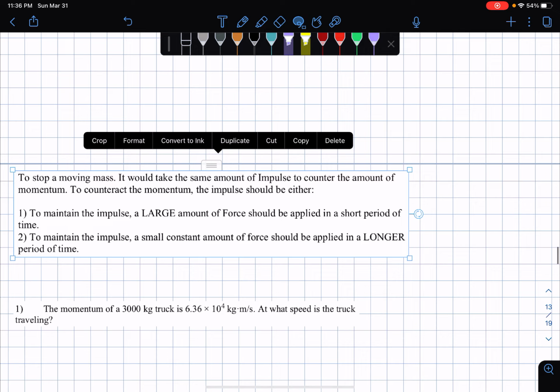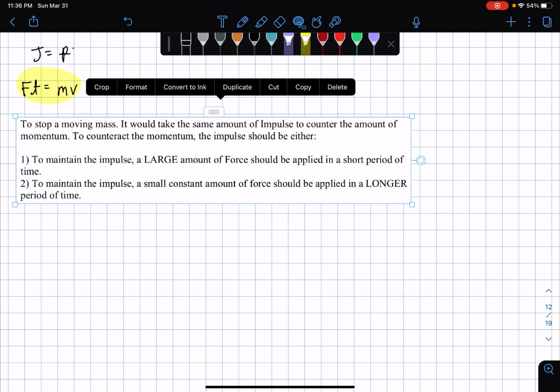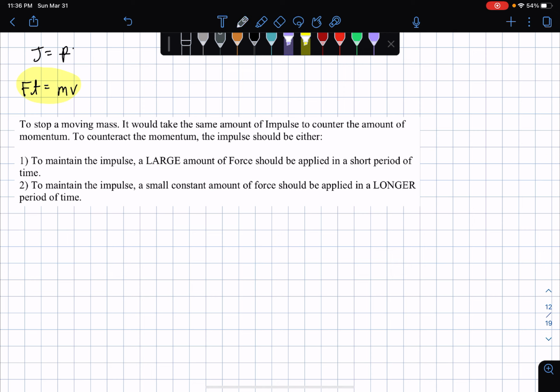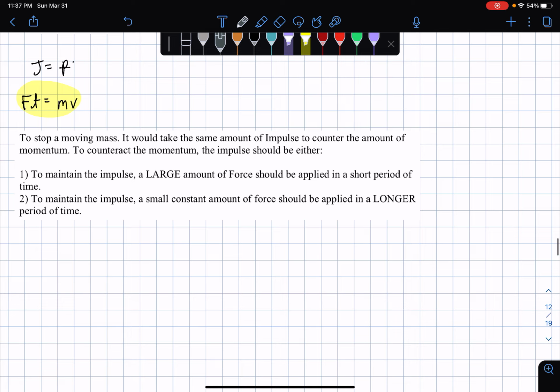Let's answer some questions. To stop a moving mass, it would take the same amount of impulse to counter the amount of momentum. To maintain the impulse, a large amount of force should be applied in a short period of time. Or another way is to provide a small constant amount of force applied over a longer period of time. It makes sense. It's logical to understand.